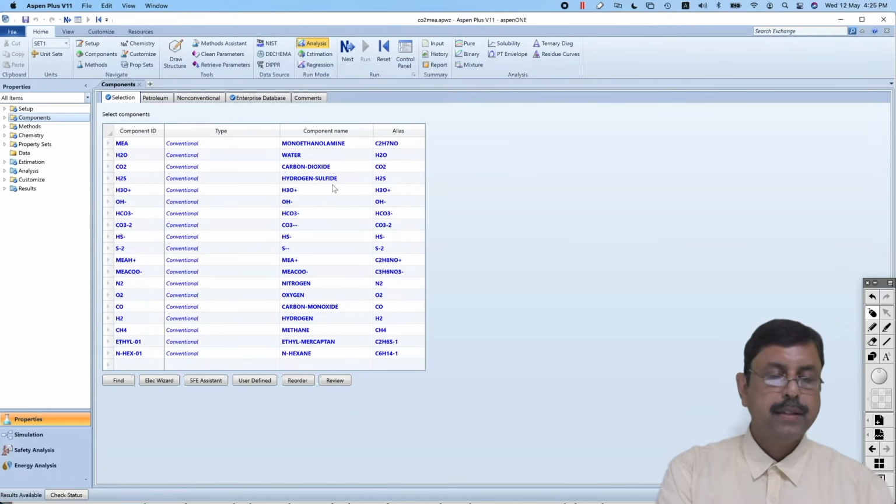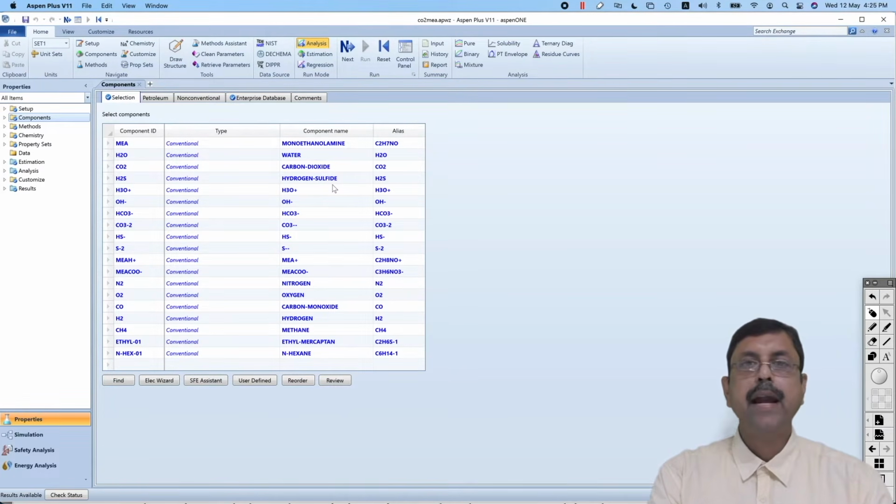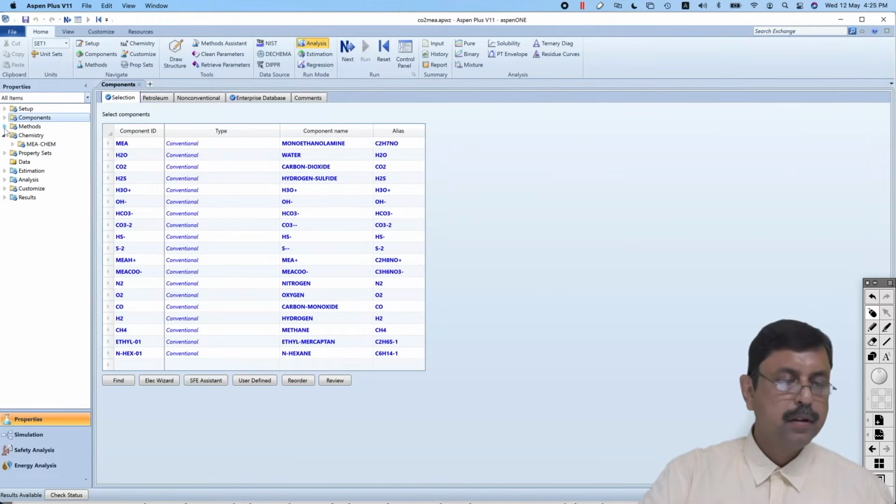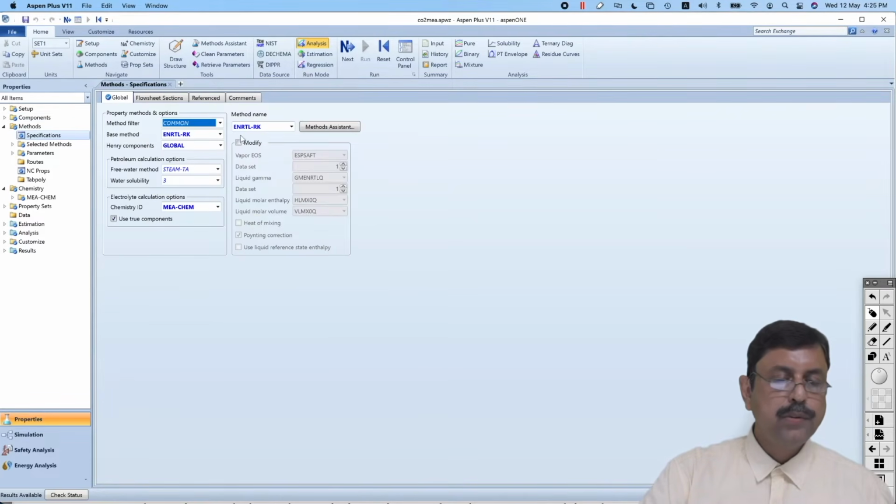Okay, so these things I have already added in. If you use it, it's okay. If you do not use it, doesn't matter. It will just stay over here. So this is the comprehensive list of components that you can use for CO2 sequestration. Property method, we will use ELECNRTL-RK, that is the electrolyte NRTL model with Redlich-Kwong equation of state and Henry's law.